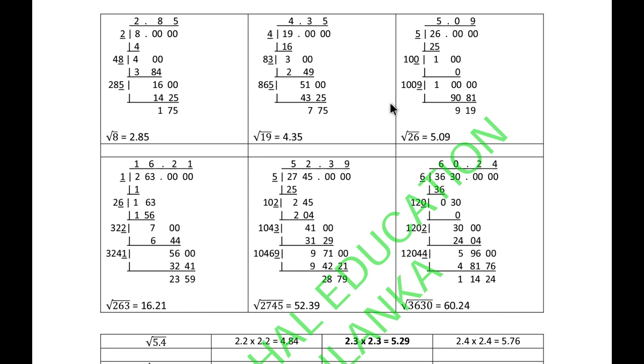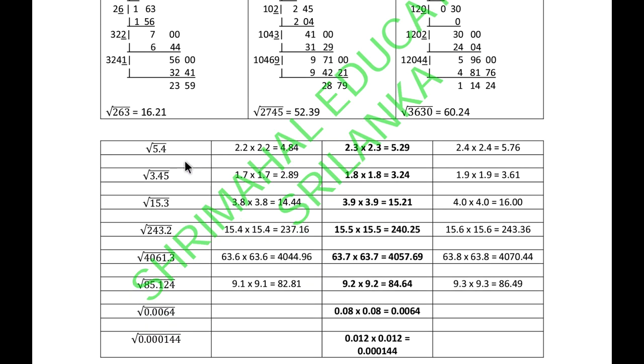So just go through my video several times. In the beginning this is a bit hard, okay? Now I'm going to show you how to calculate things in the approximation method, like root 5.4. We did this one several times. I'll check 2.2 and 2.3 and 2.4. So I multiply those separately and see which is close to 5.4 or 5.40. So according to my calculation, 2.3 is closer. So we write root 5.4 equals 2.3.